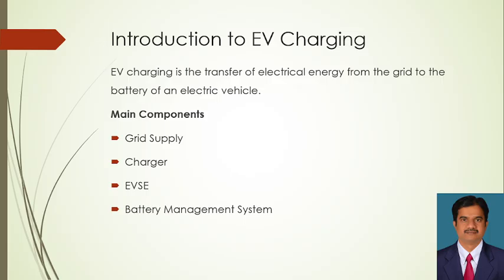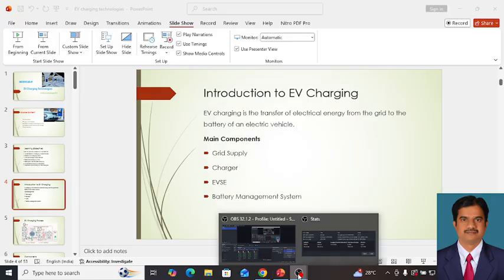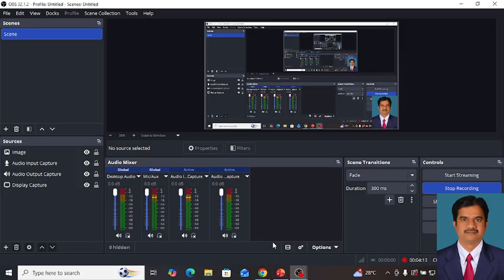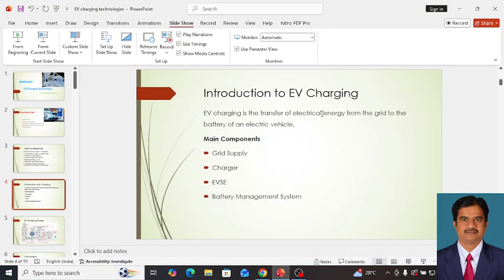What type of supply are we getting from the grid?